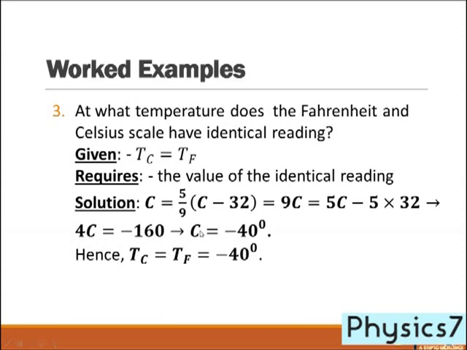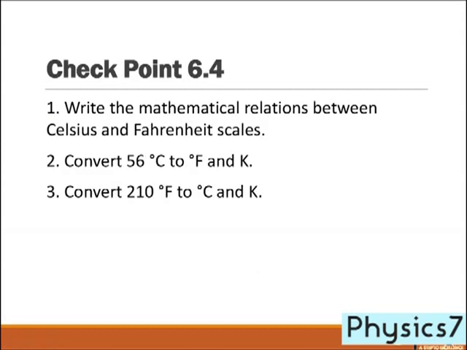Therefore, that gives us a value of C being equal to minus 40 degrees. In other words, the temperature in Fahrenheit is equal to the temperature in Celsius when the value is minus 40 degrees. Write the mathematical relationship between Celsius and the Fahrenheit scale.